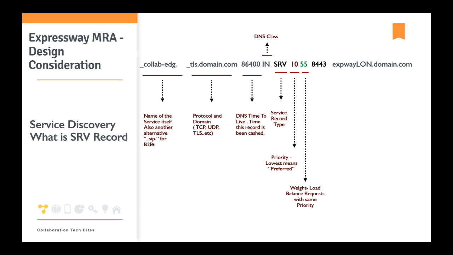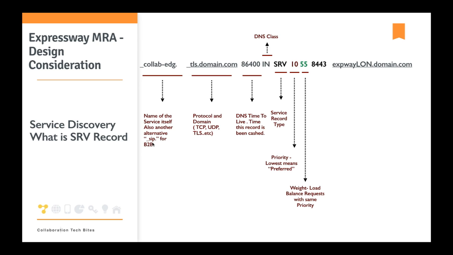55, for example, in this example is the weight. So the weight is the load balance of requests with the same priority. Let's say I have two SRV records to two different destinations. Let's say I have a clustering environment with Expressway London 1, Expressway London 2, Expressway London 3. If I have Expressway London 1 with weight 10 and priority 10, then it will go to London 1 first. The second SRV record will go to London 2 because it's the same weight and priority, and London 3 will go to the third one.